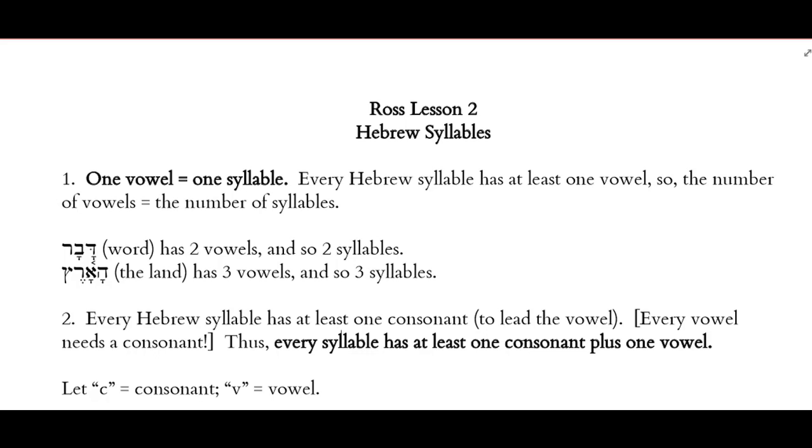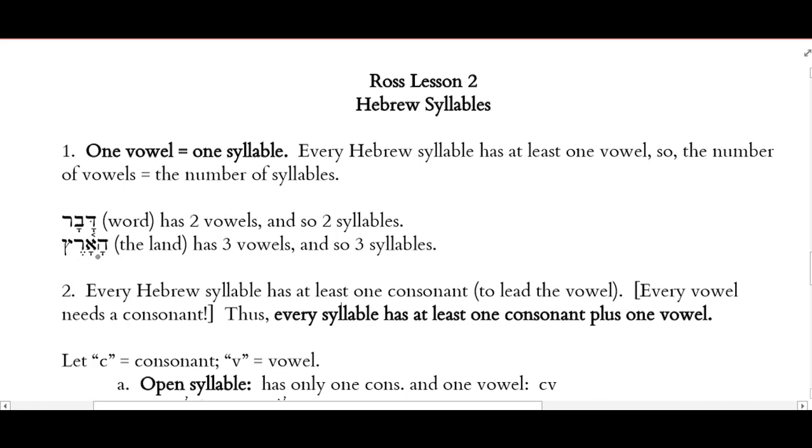Let's take a look at the example here from davar. We have this word, which means word, right here. And this is a kametz followed by another kametz. So there's two vowels, and therefore in Hebrew there must be two syllables, because for every vowel there must be a syllable.